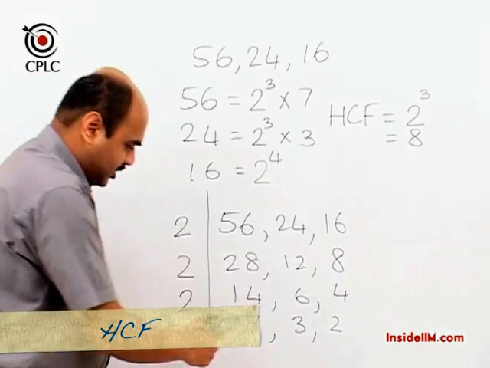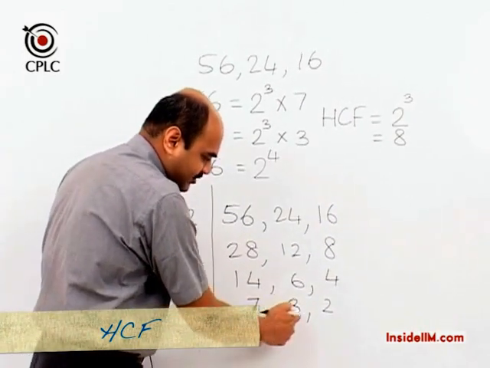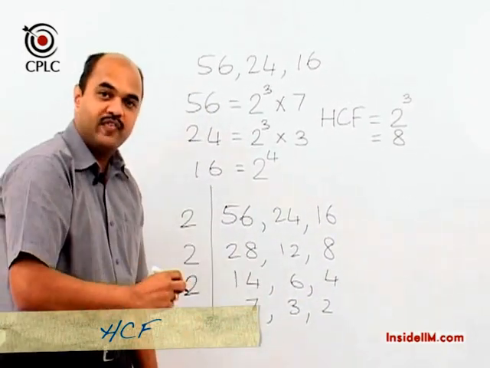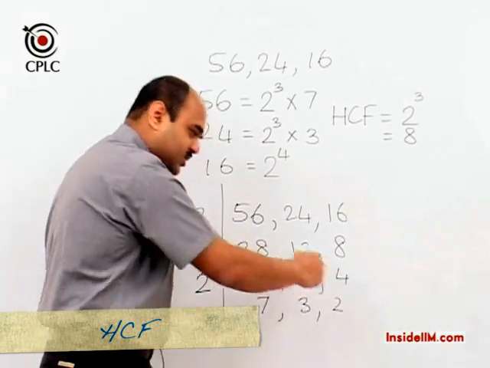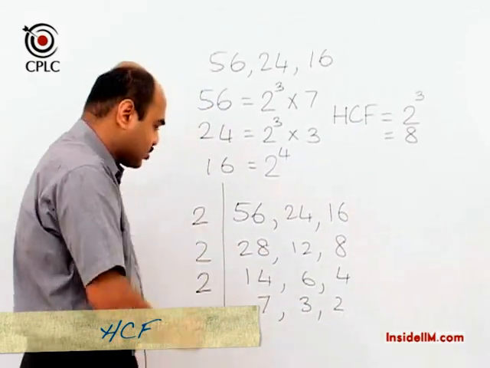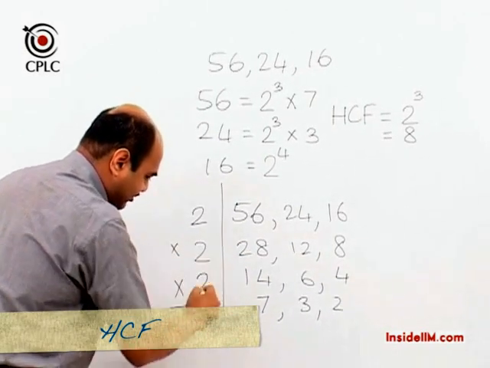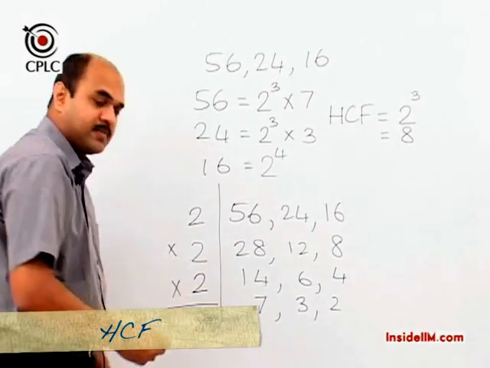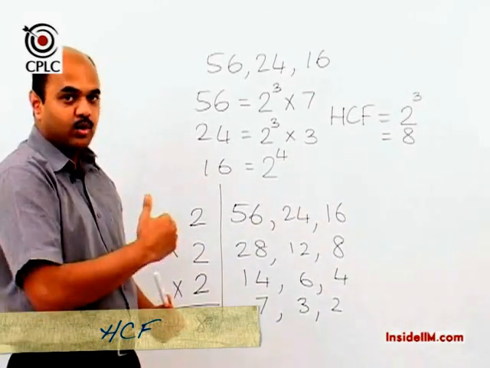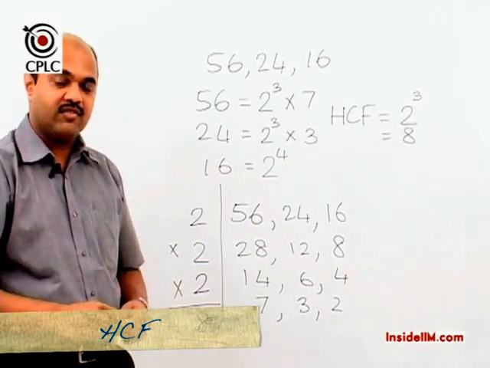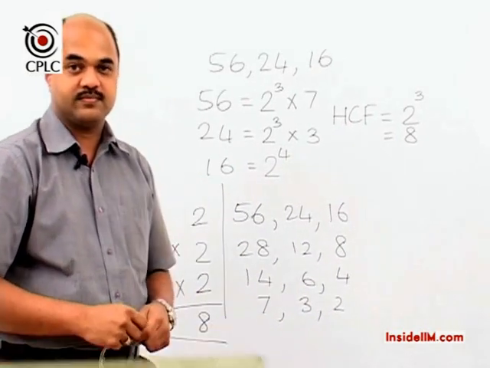And now I notice that when I look at these three numbers 7, 3 and 2, there is no factor which is common to all these except 1. So this is where I stop, and now I just multiply these numbers that I have listed here, and this becomes my HCF. These are two ways of calculating the HCF for a given set of numbers.